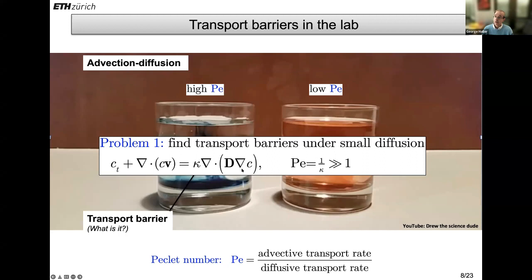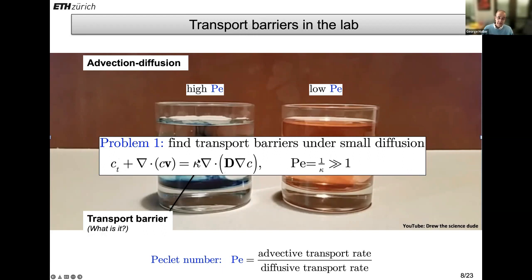We look for transport barriers under small diffusion for this scalar advection-diffusion equation. It's the classic scalar advection-diffusion equation for a concentration C, which depends on space and time. The left-hand side is not the total derivative, not the material derivative, but it is what appears on the left-hand side, even if the flow is compressible.